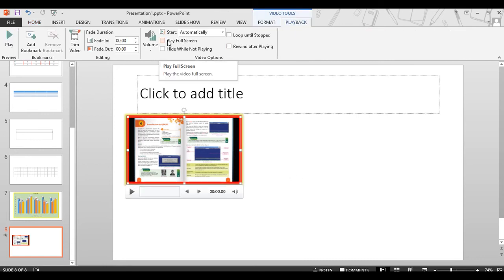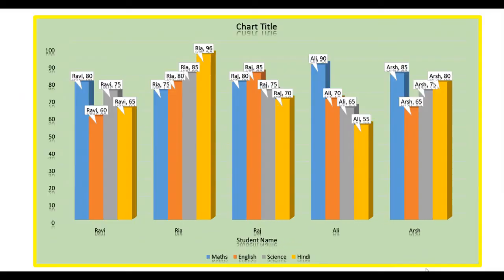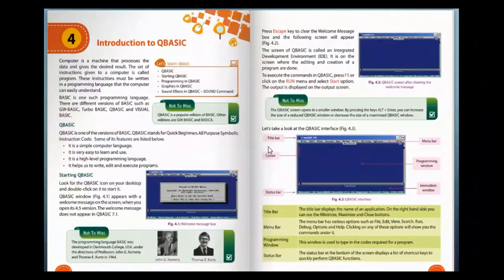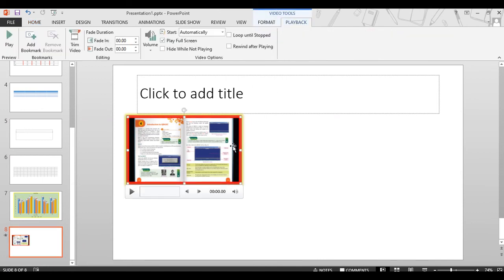Play full screen. So you can tick this button, so this will play in a full screen mode. Otherwise, if you untick this, then this will play only in this size of window. So just move to this slide, click on slideshow to check it. When we move here, it starts playing the video in full screen. So in this way, you can use the different options of playback to select your presentation.